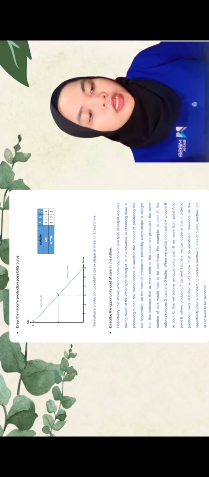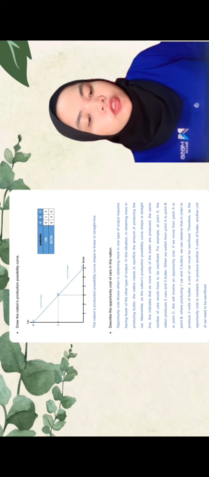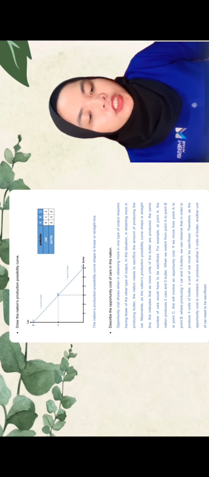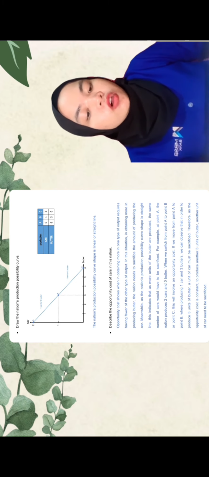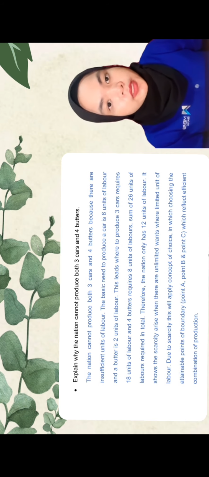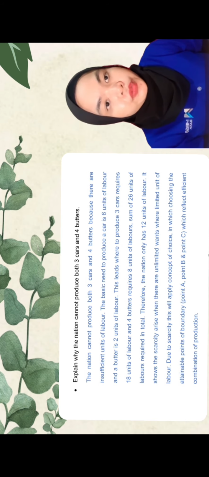For example, at point A, the nation produces 2 cars and 0 butter. To produce 3 units of butter, a unit of car must be sacrificed. Therefore, as the opportunity cost is constant, to produce another 3 units of butter, another unit of car needs to be sacrificed. So the next question is, explain why the nation cannot produce both 3 cars and 4 butters.